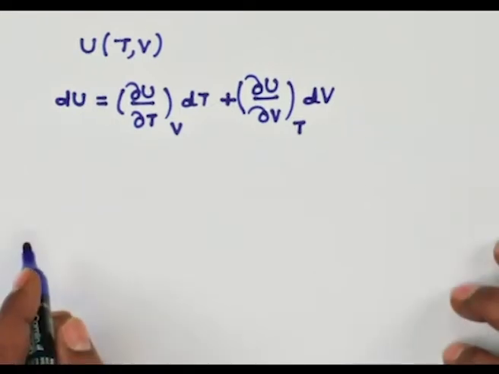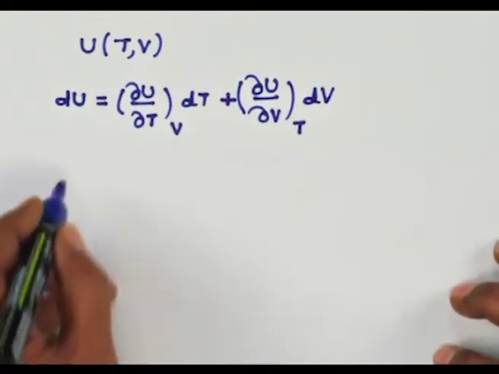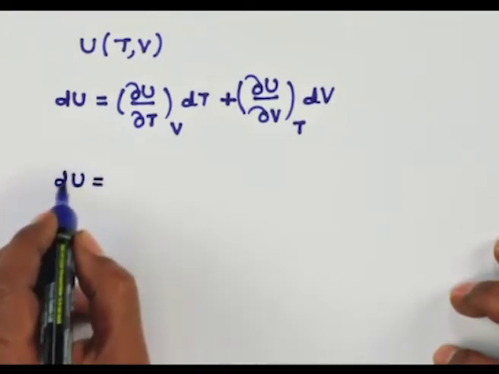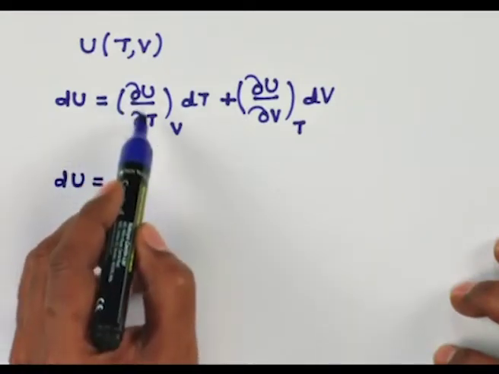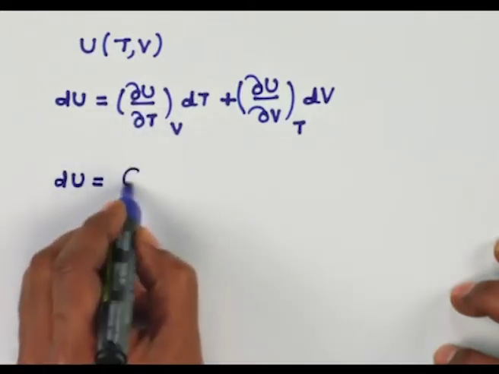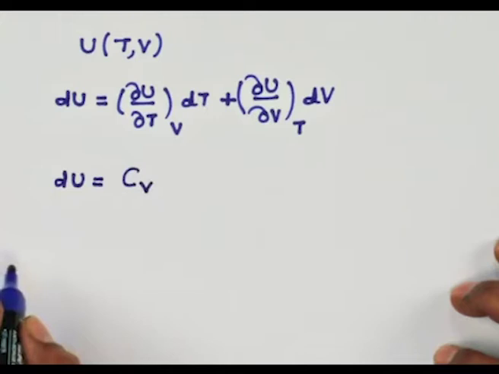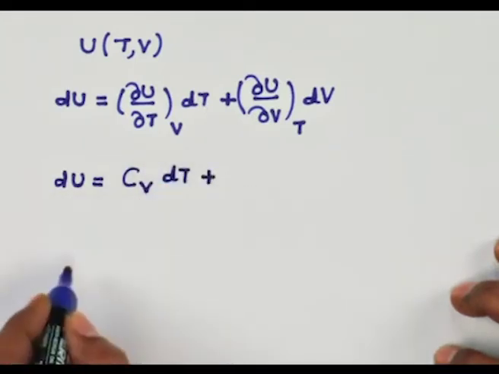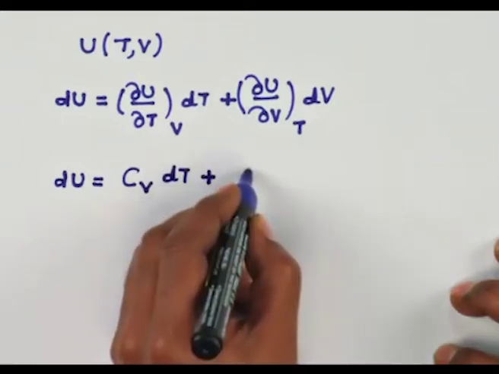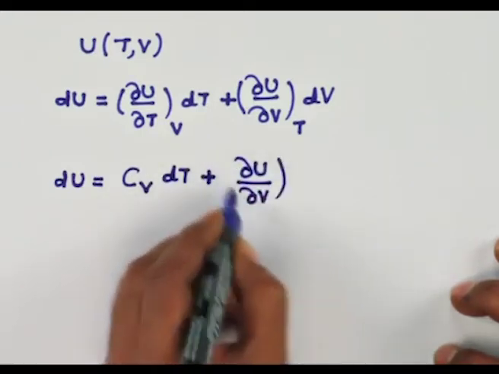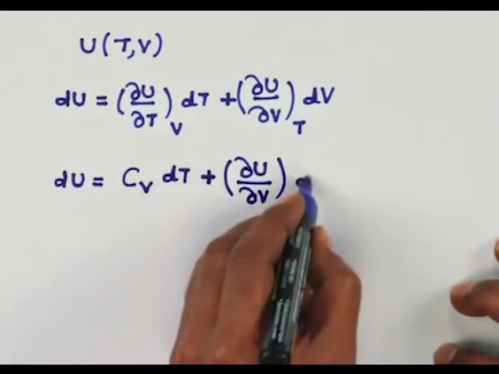Now let us start recognizing the different parameters. dU is equal to (∂U/∂T) at constant volume, which is Cv, we have discussed many times, dT, plus the variation of internal energy with volume at constant temperature, dV.